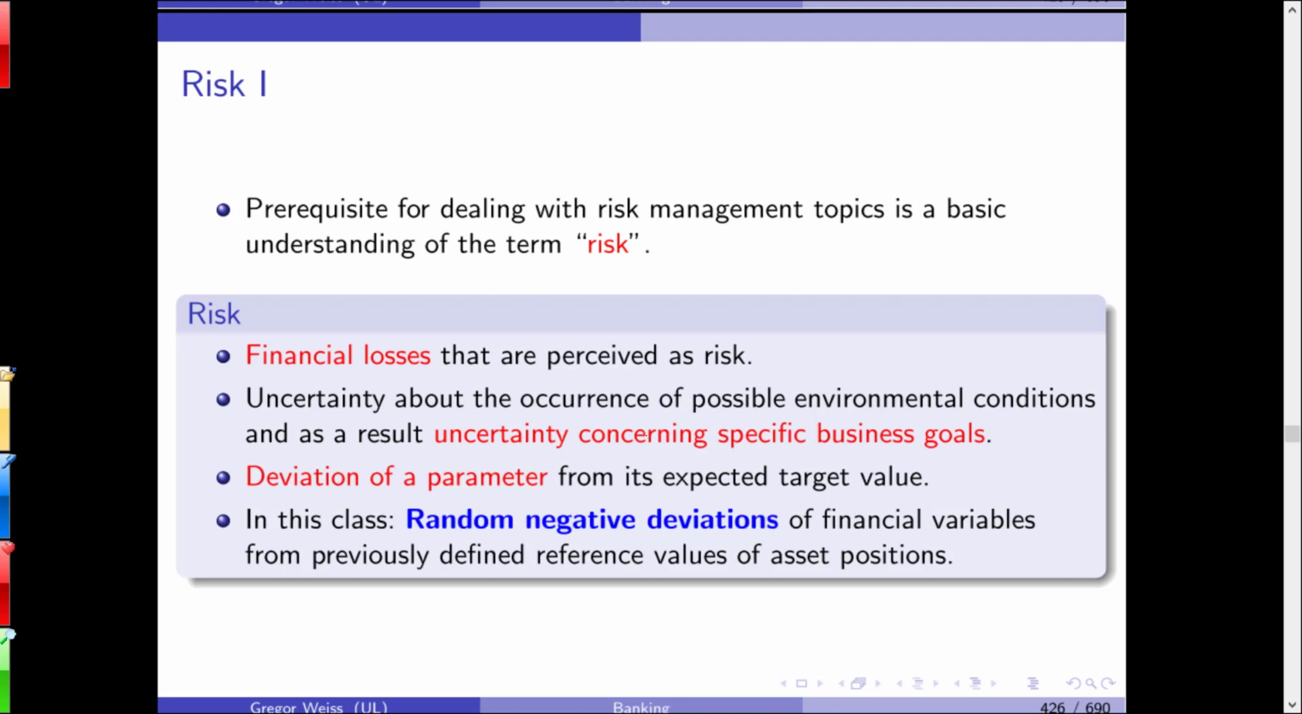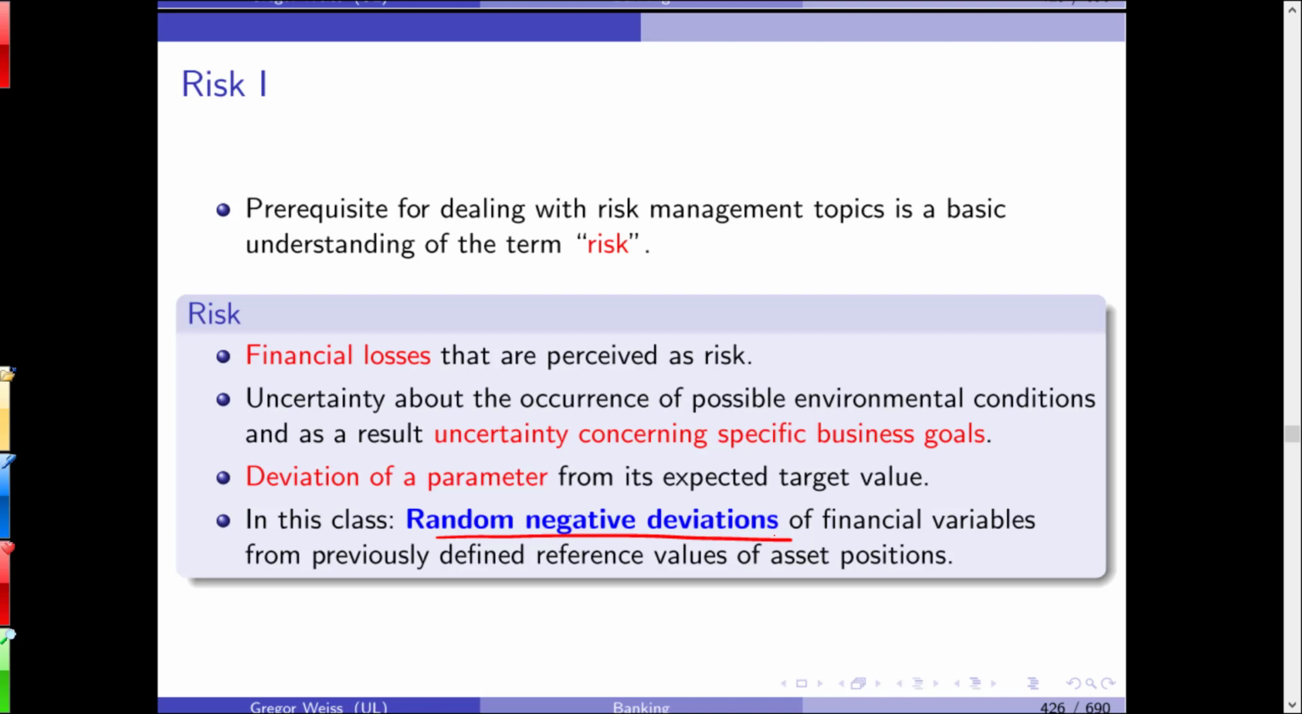In this and any other class, risk is always a random negative deviation of a financial variable from previously defined reference values of asset positions, meaning usually just financial losses. We are not too philosophical in this class or in the financial risk management class. Risk is the possibility of a financial loss.